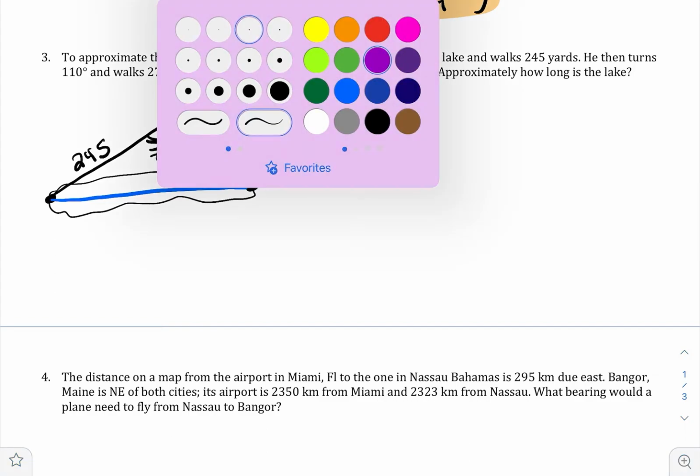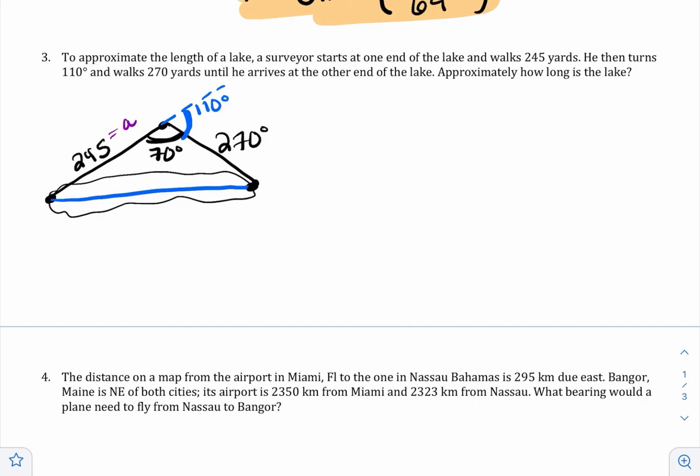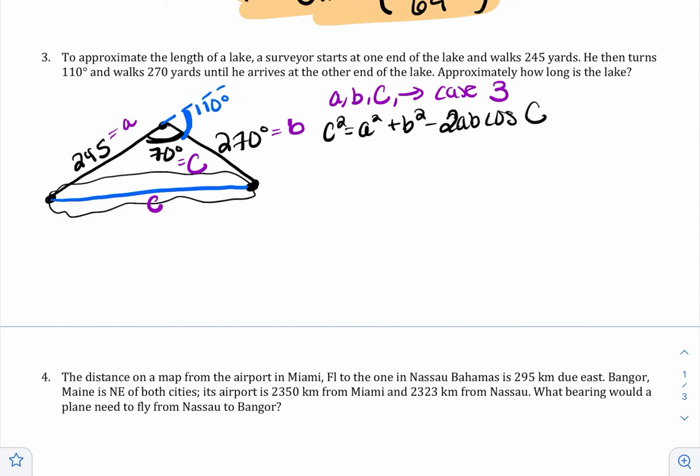So I'm going to assign some letters. I'm going to call this little a. I'm going to call this little b, so this would be angle C. So I have little a, little b, big C. So I am in case 3, which means I need to use the law of cosines. So I'm looking for little c. So I have c squared is equal to a squared plus b squared minus 2ab cosine of c.